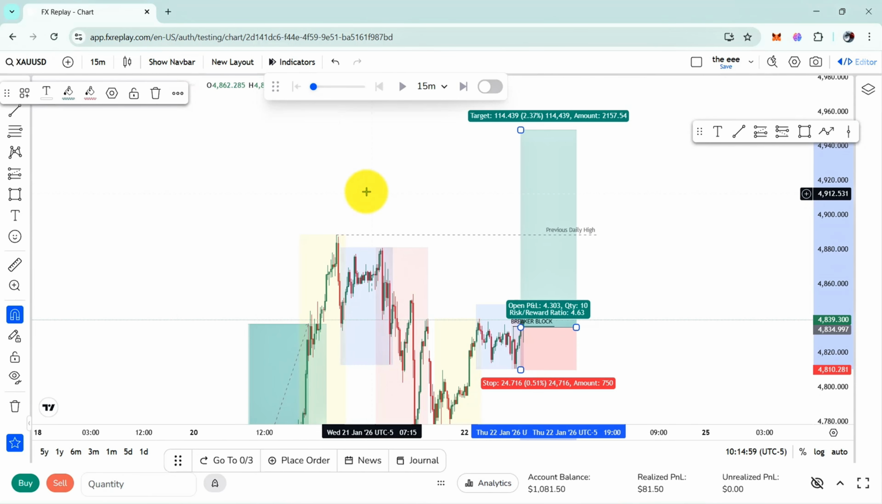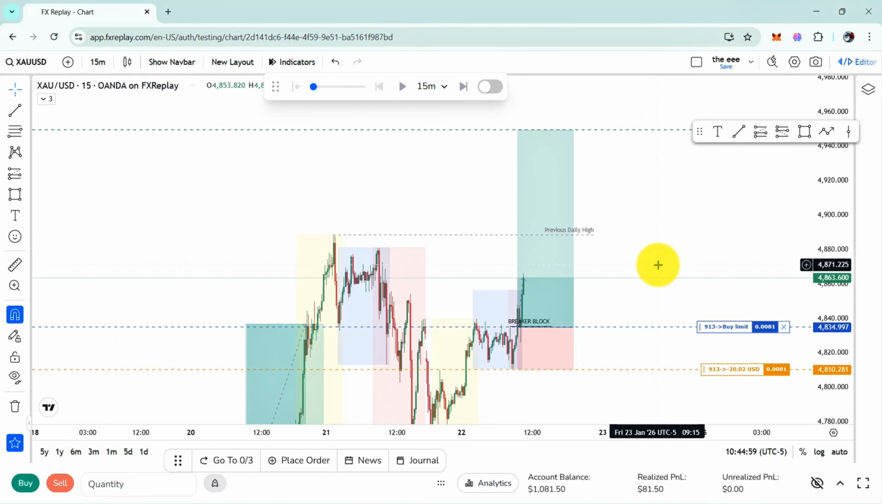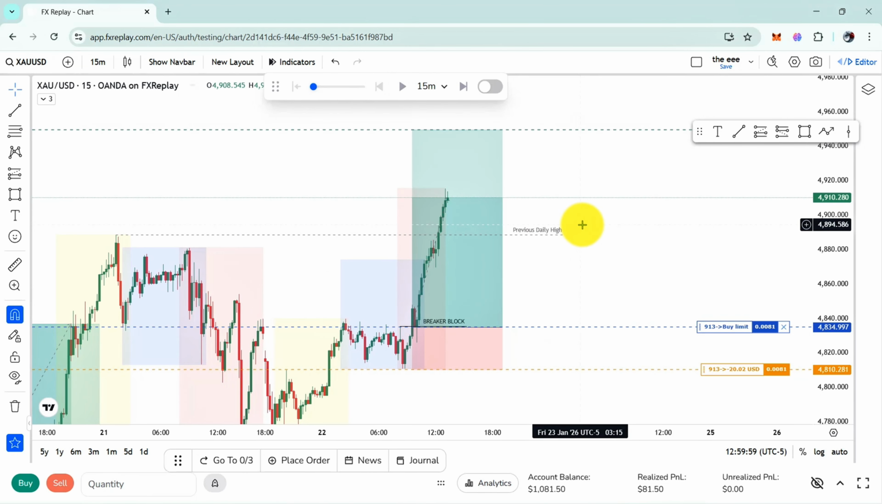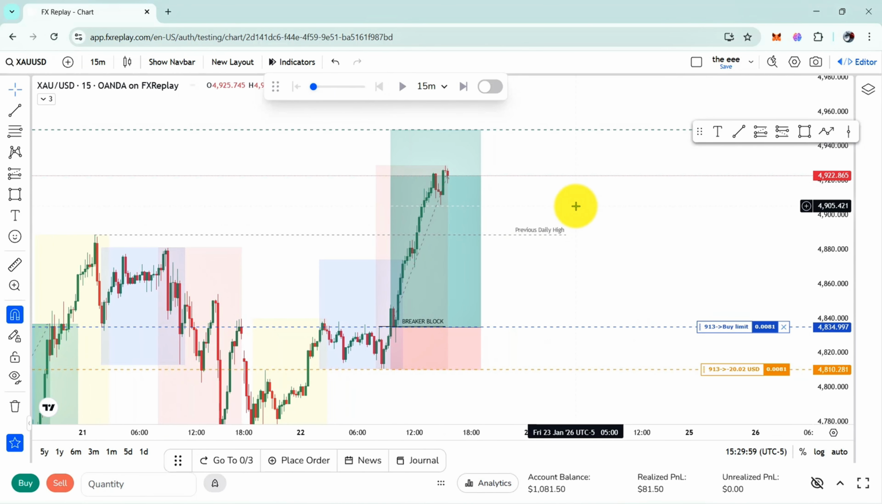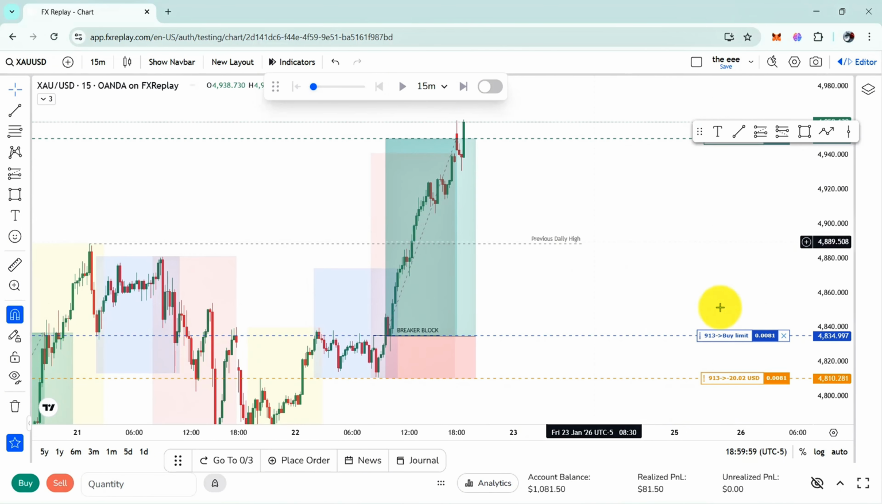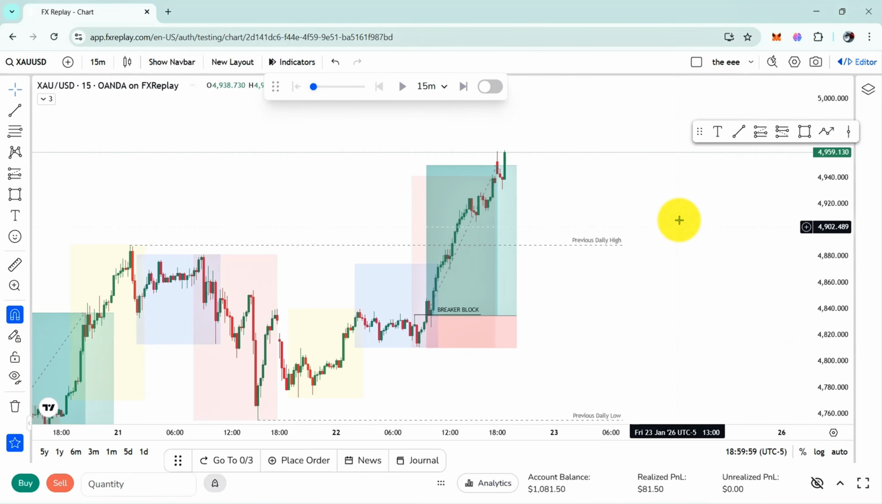So we can now place our entry. Let's go with 2% again. Let's see how they react to it, which is nice. 1:2 will be out by here. But if you have an external range liquidity that you are targeting, you can actually go for it. Oh, what happened? They didn't trigger the buy limit, but you guys understood what I'm trying to explain. So yeah, on that.